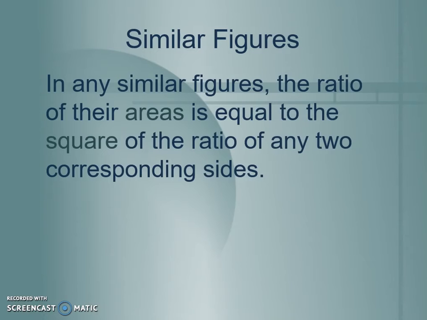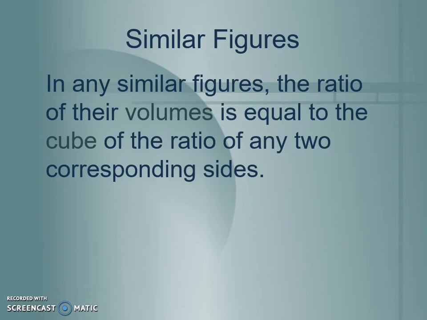So in any similar figures, the ratio of their areas is equal to the square of the ratio of any two corresponding sides. And in any similar figures, the ratio of their volumes is equal to the cube of the ratio of two corresponding sides. So far we've been doing side over side equals side over side. Now we're going to start saying the area of our first object and the area of our second object equals one of the sides and its corresponding side on the other object squared.